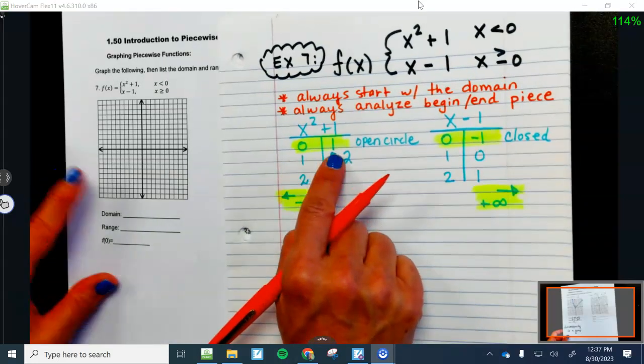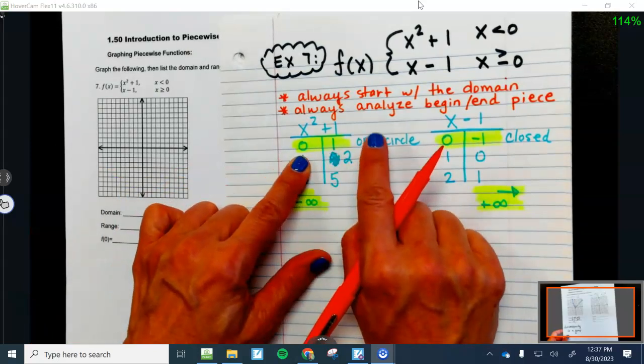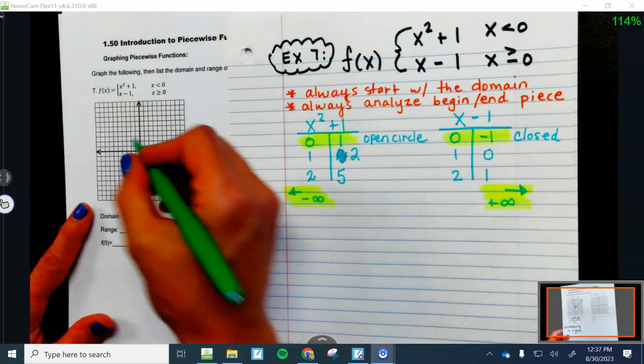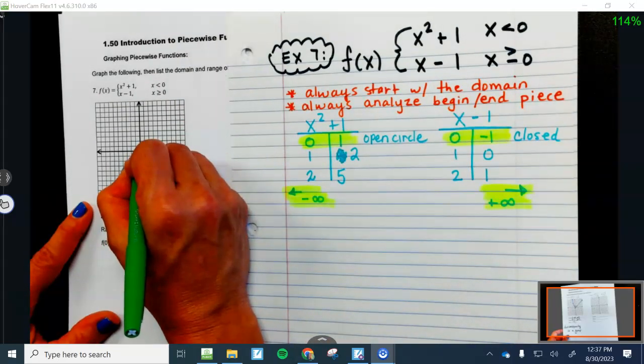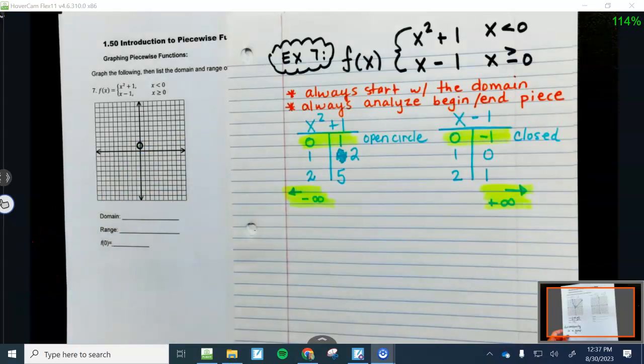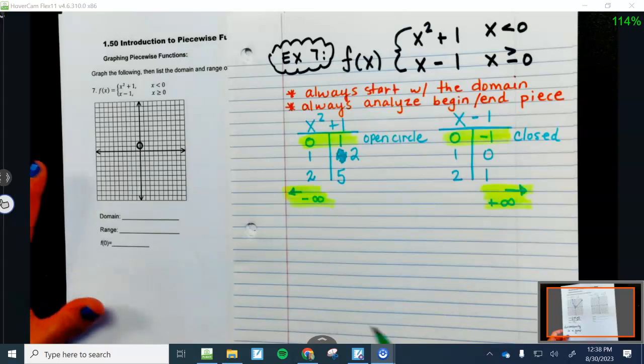Let's go ahead and graph this ordered pair 0, 1, but remember, draw an open circle, guys, because it's not part equal. So let's draw an open circle at 0, 1. And then go ahead and plot the rest of these ordered pairs 1, 2, and 2, 5.